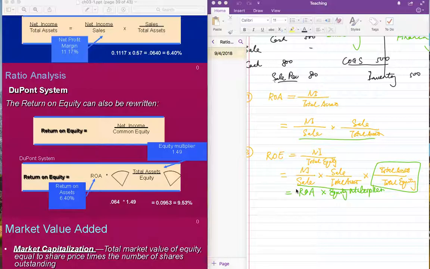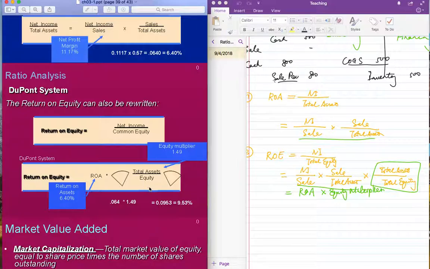Shareholders want to see their investment in the company generate enough return to them. So this return on equity can be disaggregated further into two parts. It can be written as return on assets multiplied by total assets divided by equity.